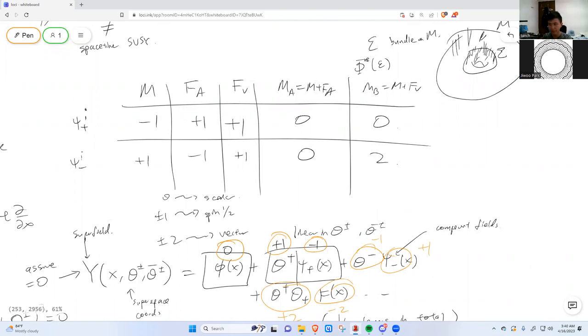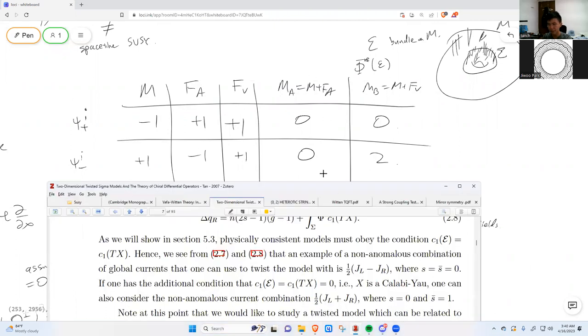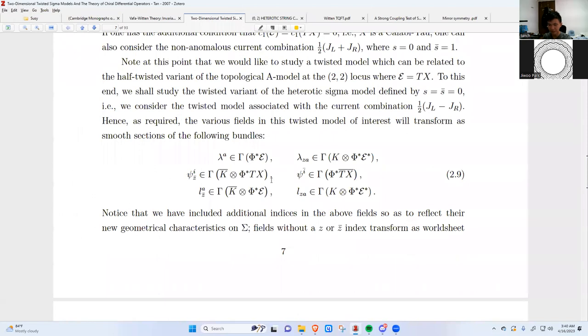So after you deduce that, then your MA and MB become the new Lorentz symmetry, then you kind of just match it up. You just declare that since it's spin 2, it transforms in what bundle? And yeah, that's pretty much the story.